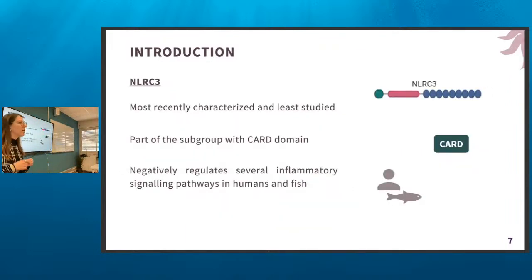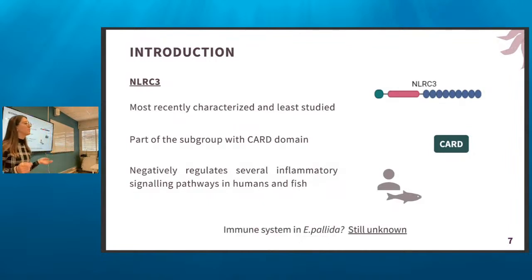Here we will discuss the homologous sequence of NLRC3, but why NLRC3? NLRC3 is the most recently characterized and least studied NLR. It is part of the regulatory subgroup with a CARD domain, and these NLRs can function as either positive or negative regulators of many signaling pathways. In the case of NLRC3, it negatively regulates several inflammatory signaling pathways in both humans and fish. But what about the immune system in Exaiptasia pallida? Well, it's still unknown, but there are certain genes, such as NLRC3-like, that can have a potential role in immunity.